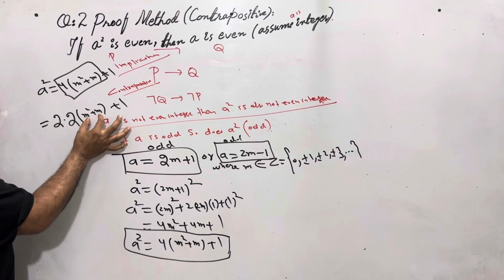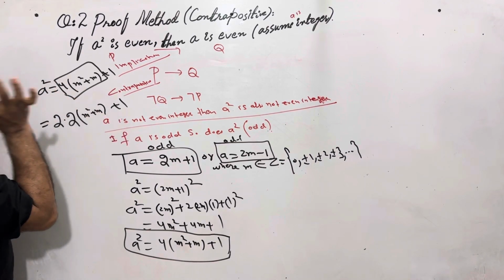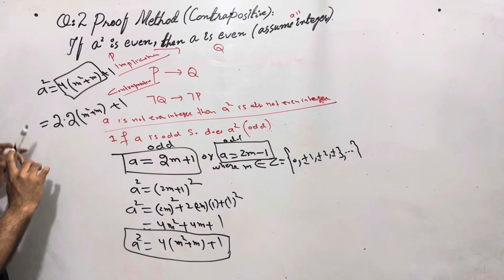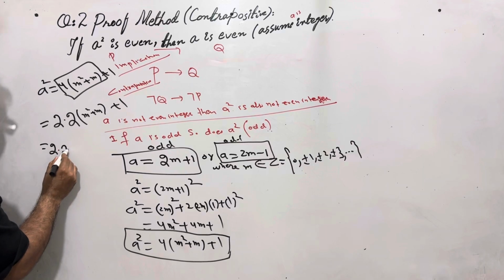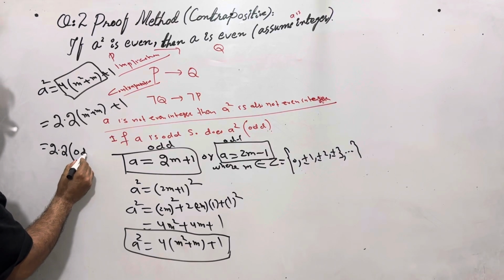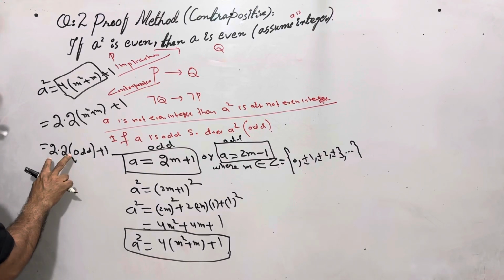Either this will give me an odd integer or an even integer. Let me take the first possibility. It is 2 times (m square plus m), and plus 1, so the bracket is an odd integer overall plus 1.